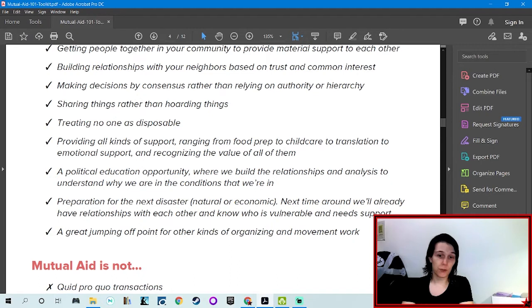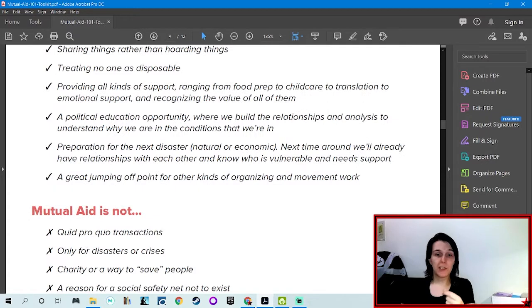Preparation for the next disaster, natural or economic: next time around we'll already have relationships with each other in place. And that's a key part of why I thought it was nice and good to share this document and start talking about this. Even though the pandemic is still raging on, there's every potential that there might be an economic disaster that we go through, another financial crash. There might be another pandemic that happens. There could be any number of factors, especially under our current capitalist system and the way global climate change is occurring, that could put us in a vulnerable place where we need each other's support. And having these networks now, as opposed to later, can be a great benefit.